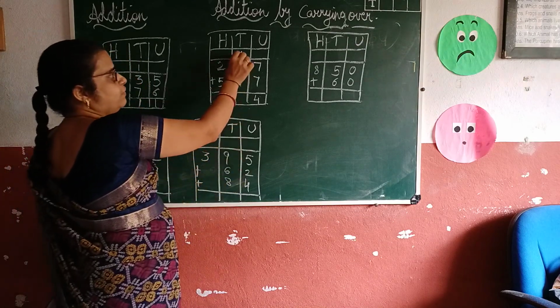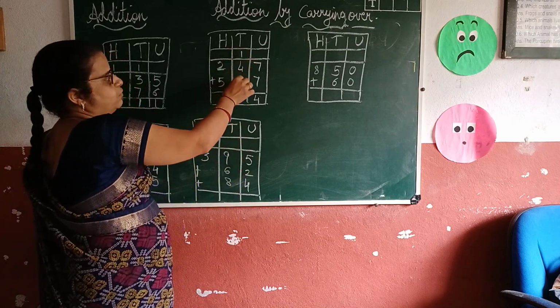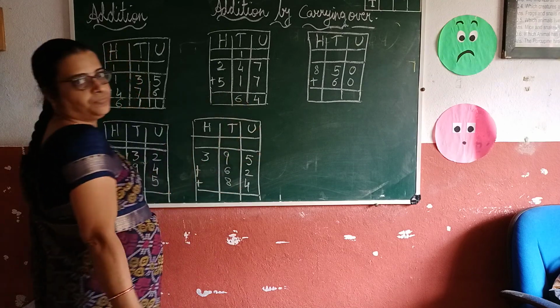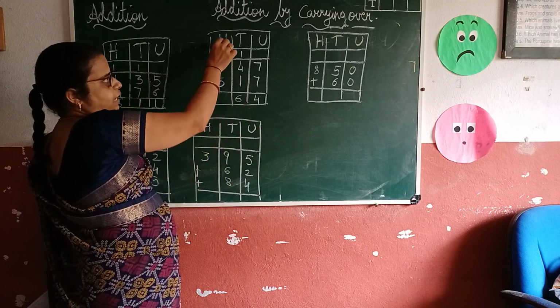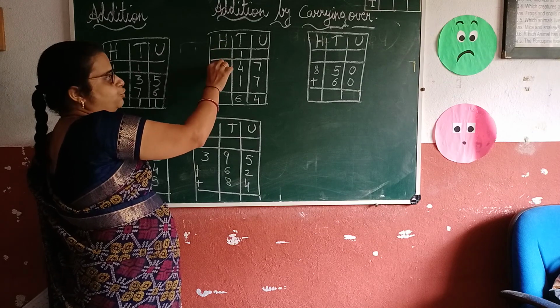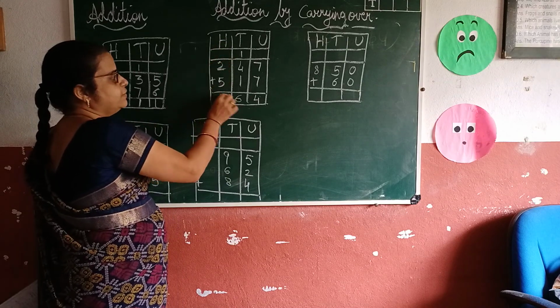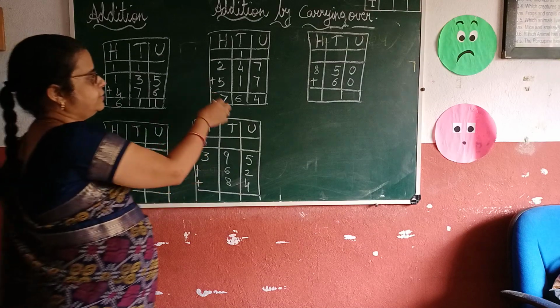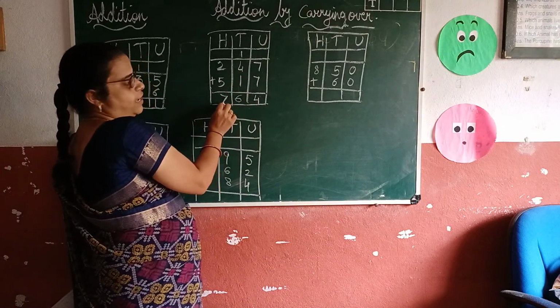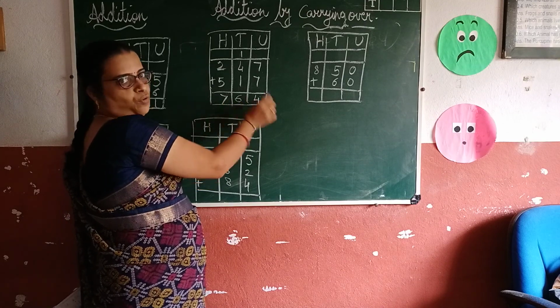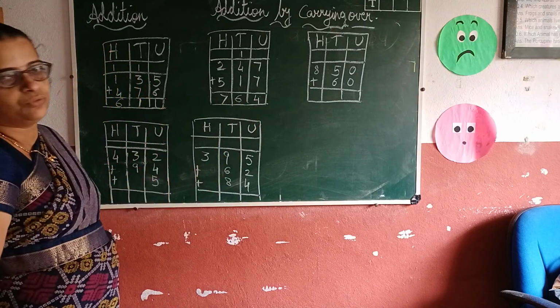So 4 plus 1 is 5. 5 plus 1 is 6. In the same way, 2 plus 5. In the hundreds column we have to count here. 200 plus 500 is 700. So 700, 6 tens, 4 units. So the answer is 764. I hope this is understood, students.